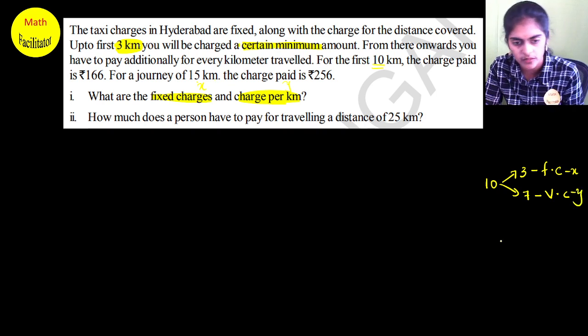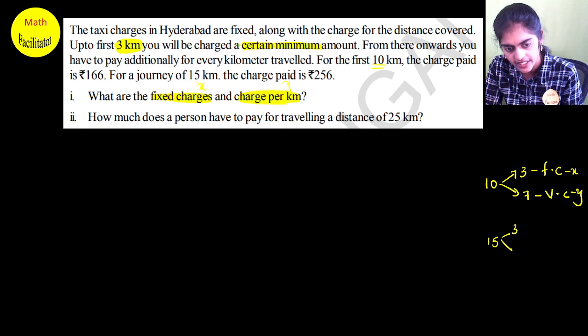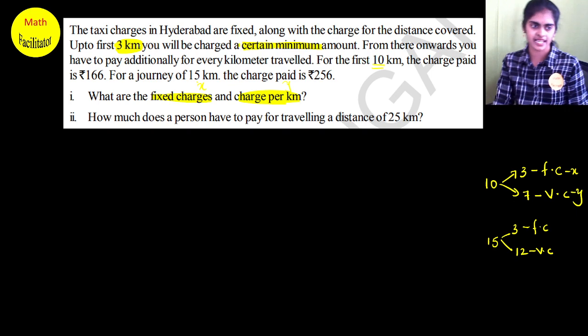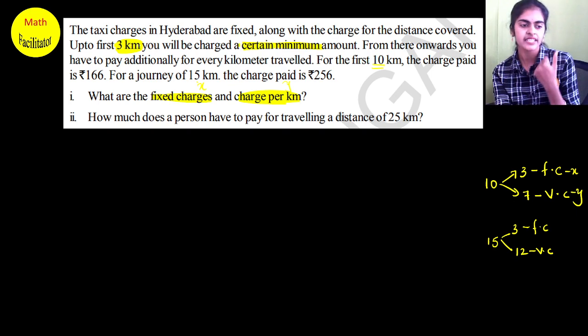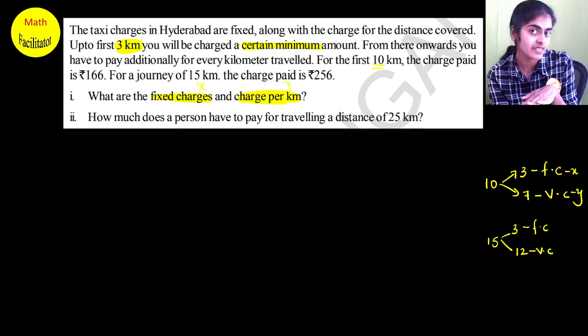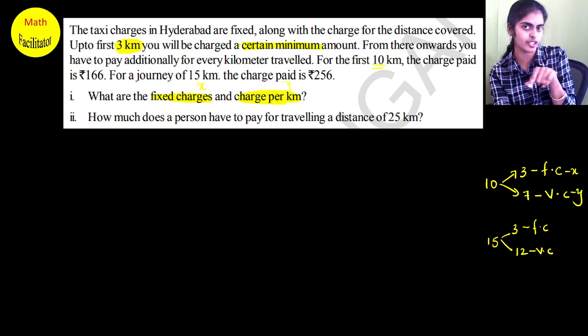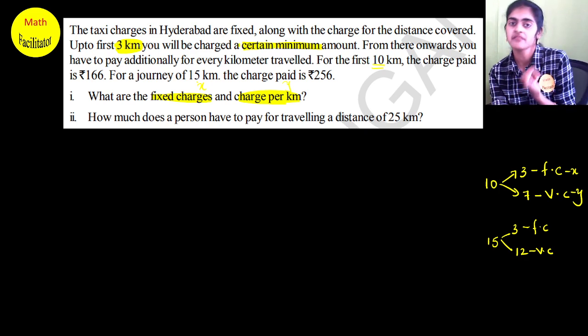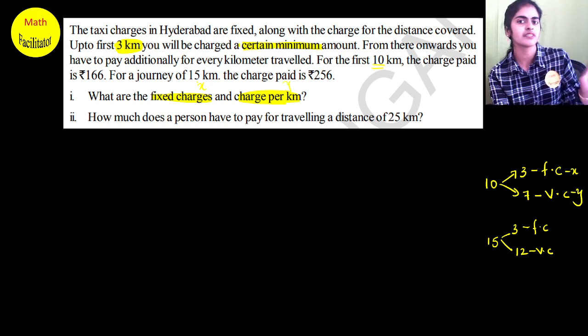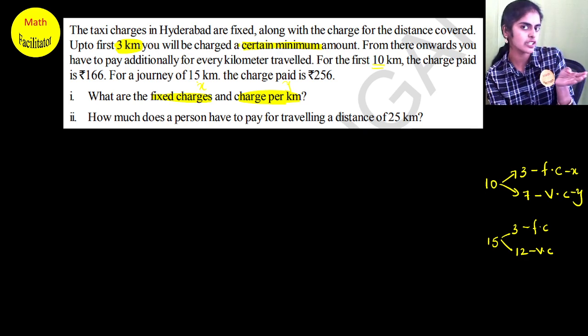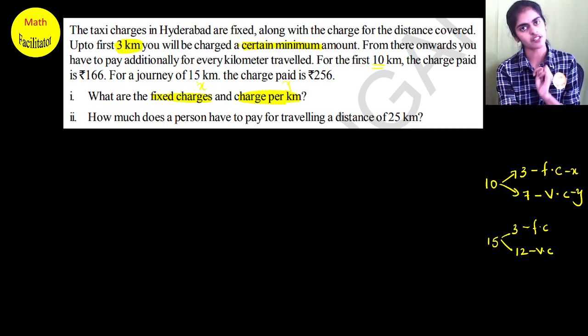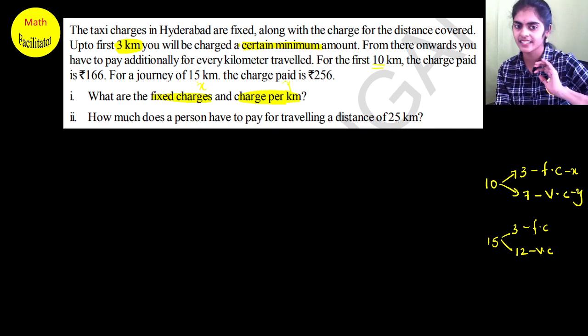Similarly, next is 15 kilometers. For 15 kilometers, 3 kilometers is fixed and 12 kilometers is variable. Did you understand? First 3 kilometers fixed. If they have traveled a total of 10 kilometers, 3 kilometers are fixed, so they will pay that fixed charge. Extra, they travel 7 kilometers, so for 7 kilometers they will pay variable charge. Similarly, if they are traveling 15 kilometers, first 3 kilometers fixed, so if I remove the first 3 kilometers, I'll have 12 kilometers, and those 12 kilometers are variable. Is it clear till here?